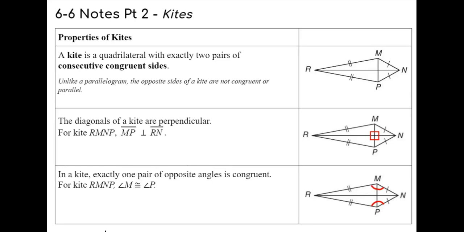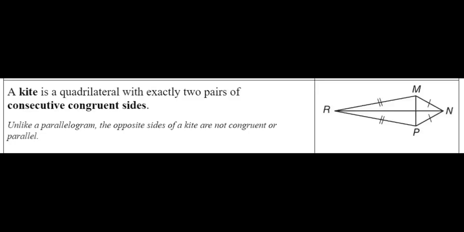We're going to go over 6.6 notes part 2 on kites. Now, there are basically three properties that deal with kites. One property is that it has two sets of consecutive congruent sides. So you have these two sides congruent, and then you have these two sides congruent. But those two sides, the pink and the blue, are not congruent to each other because you wouldn't have a kite, you would have a rhombus.